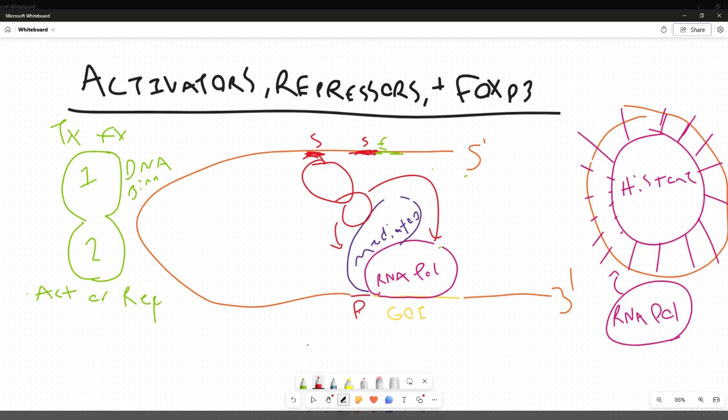You can also bind near the promoter. So let's say, I shouldn't have made the promoter red. Let's clean this up over here.